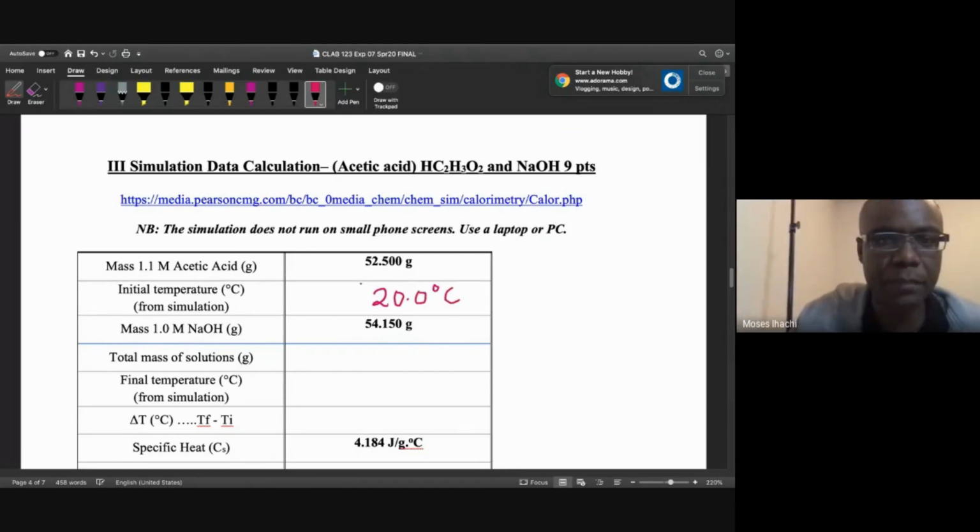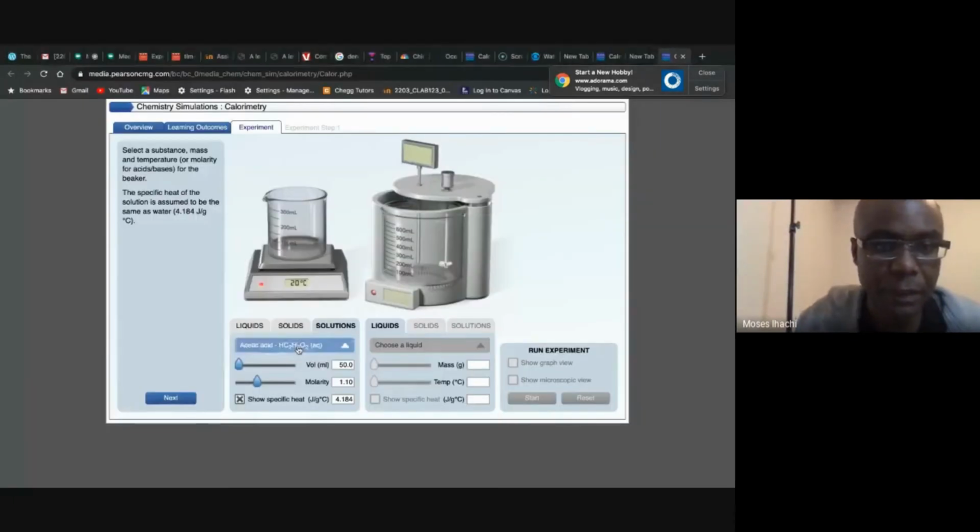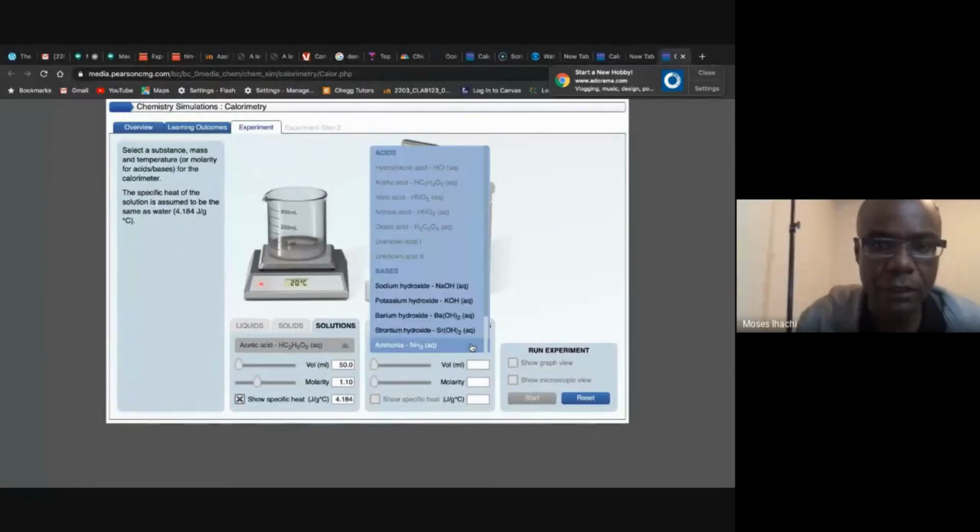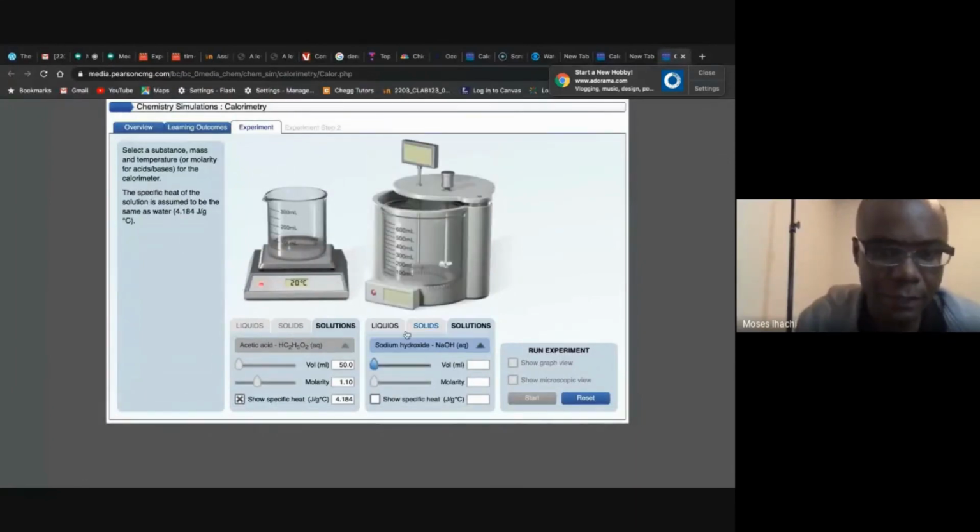I put already the mass for the acetic acid and sodium hydroxide. So you can find the total mass, but let's continue with the experiment. So click next, click solutions, then click sodium hydroxide. That's gonna react with acetic acid. Then we also adjust the volume to 50. That's what we have in our procedure. And then we change the concentration to 1.0.